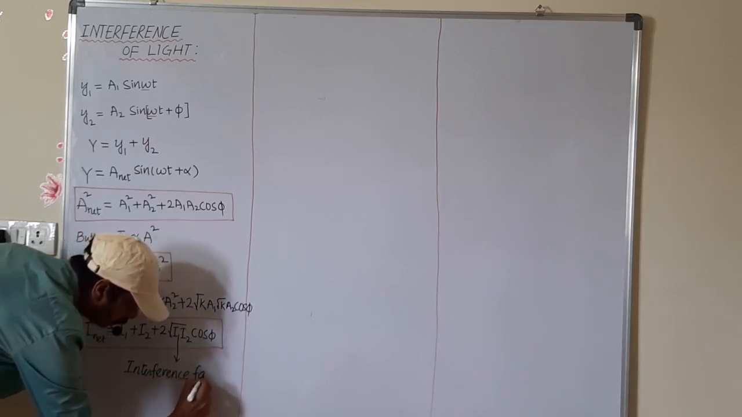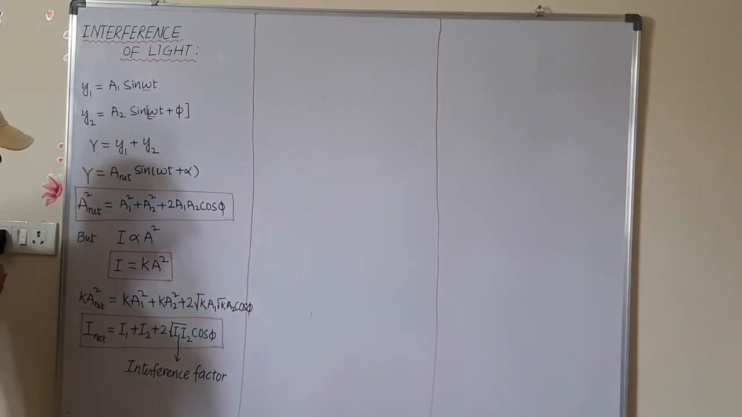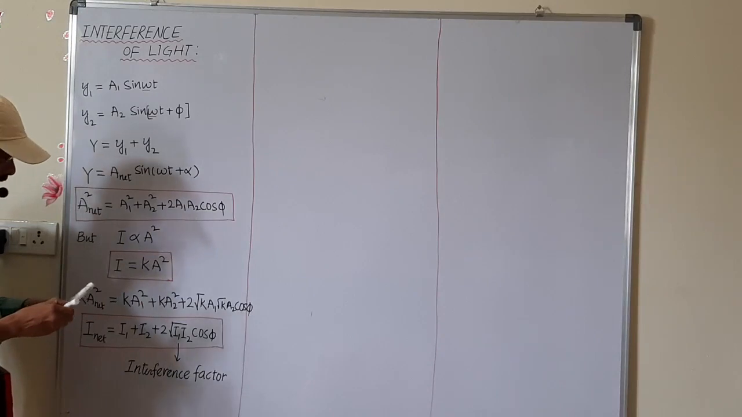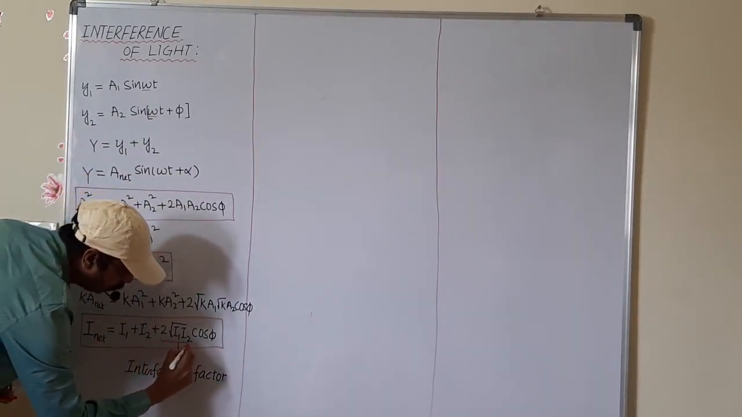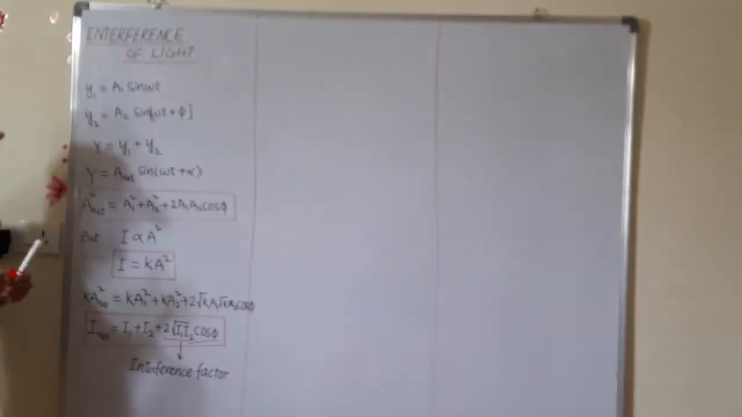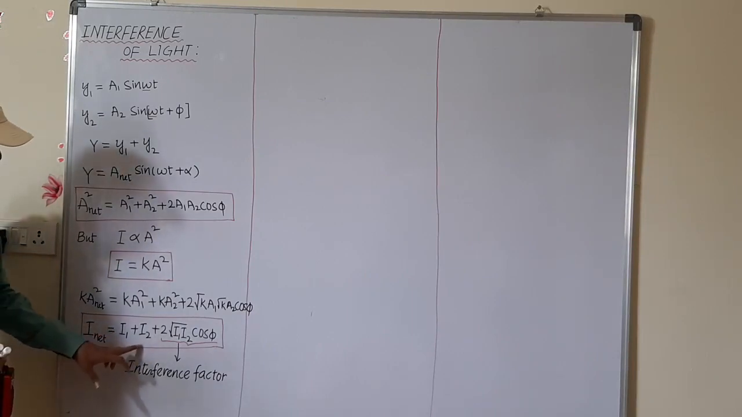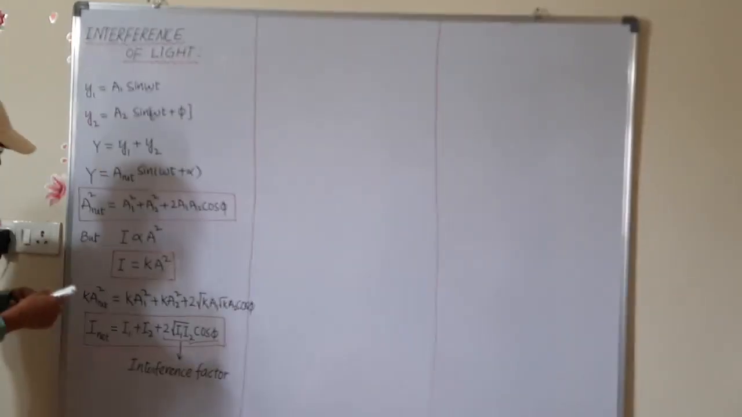Sometimes we are asked to find the interference factor, which means 2 root I1 I2. The interference factor is this total term. This is the formula for intensity: I net equals I1 plus I2 plus 2 root I1 I2 cos phi. This is the intensity we got already.